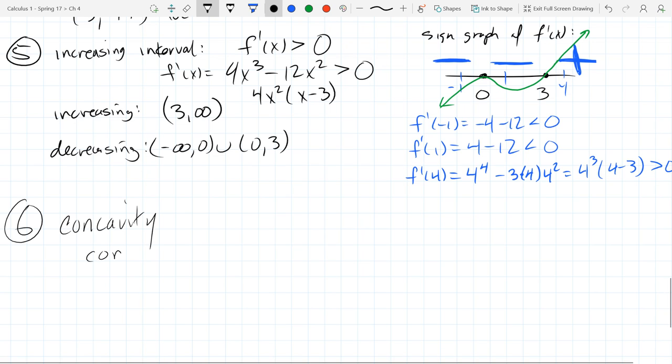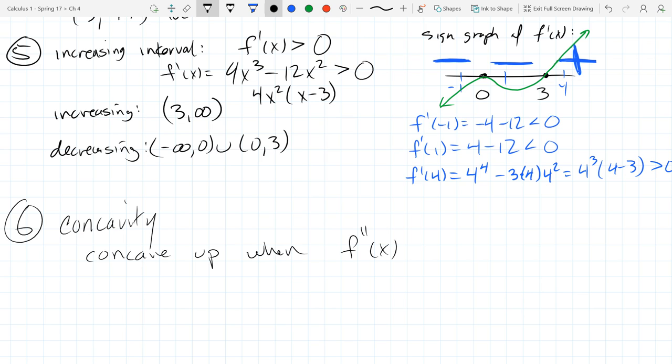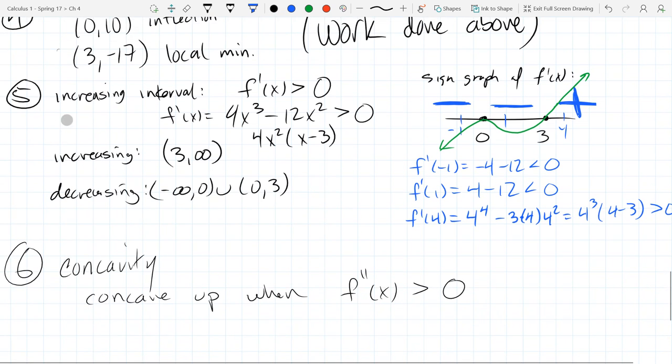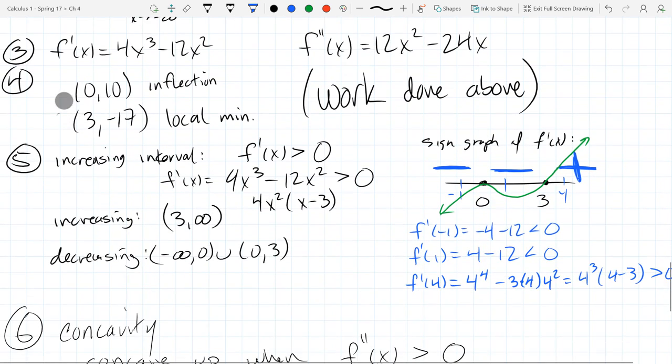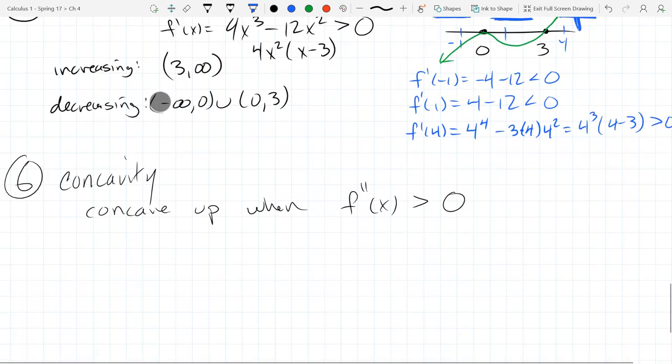So concave up when f double prime is greater than zero. Somewhere we computed the second derivative. There we go, 12x squared minus 24x.